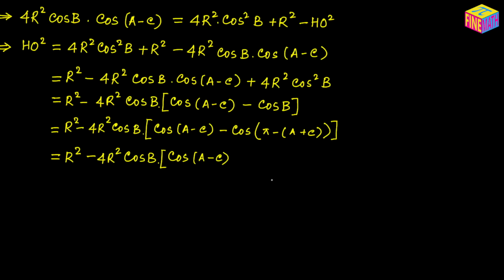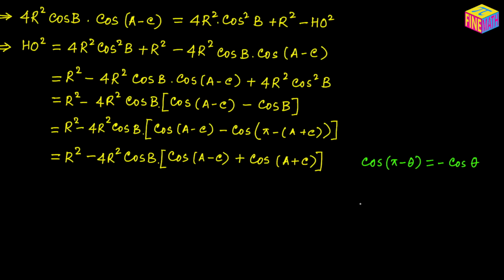cosine of pi minus any angle is equal to negative cosine of that angle. So here we already have a minus sign and we are going to get another minus sign, so that will become plus cosine of A plus C. The concept that I used here is like this: cosine of pi minus theta is equal to negative cosine of theta. Think about it. That's exactly what I used here.